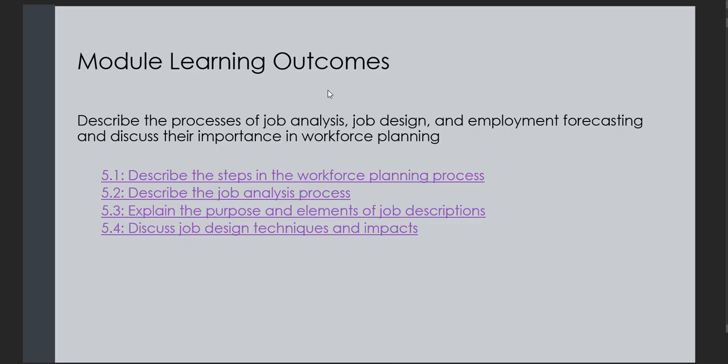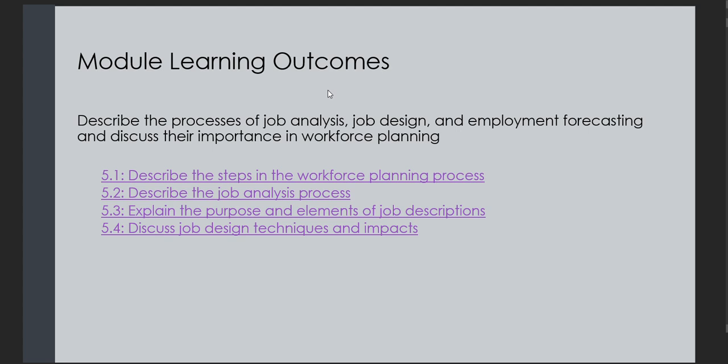So the module learning outcomes. By the end of this session, you will be able to do the following things. You'll be able to describe the steps in workforce planning and understand the complete cycle. Second, you'll be able to describe the job analysis process, which consists of how we gather information about jobs. Third, you'll be able to explain the purpose and elements of job descriptions, which is what goes into these documents.